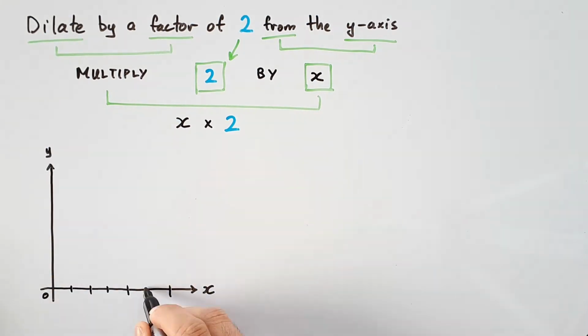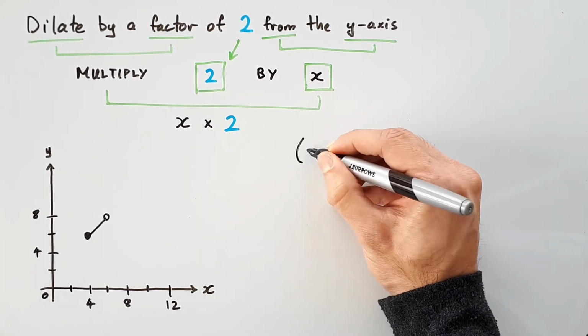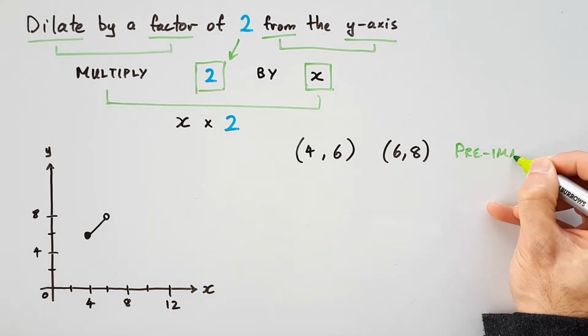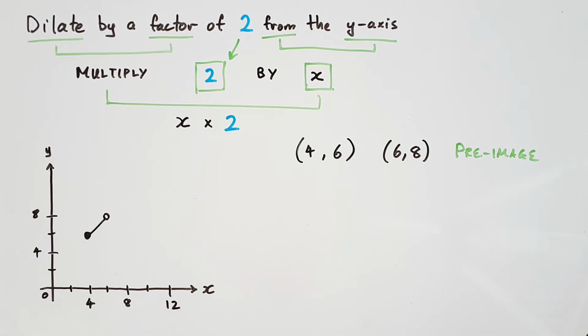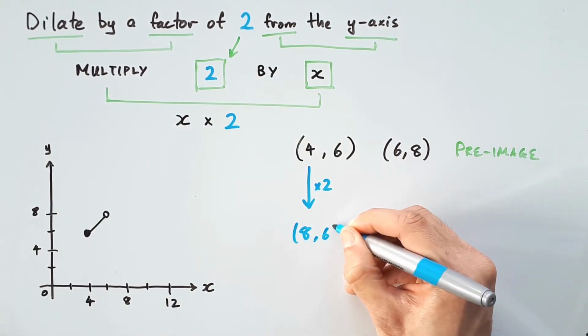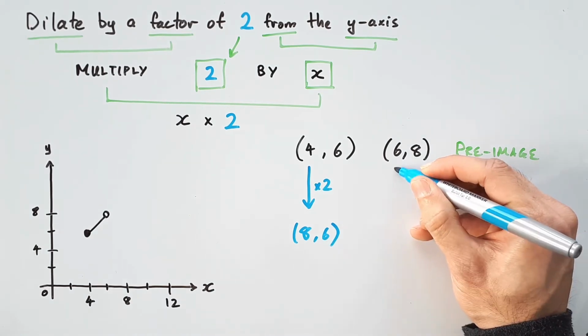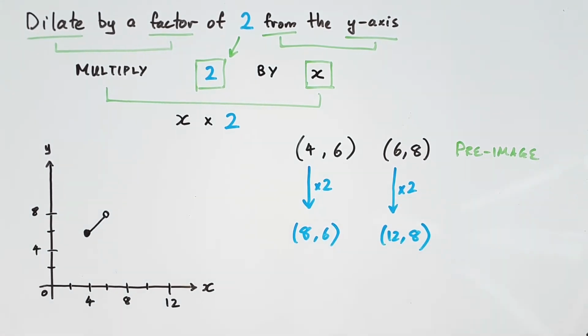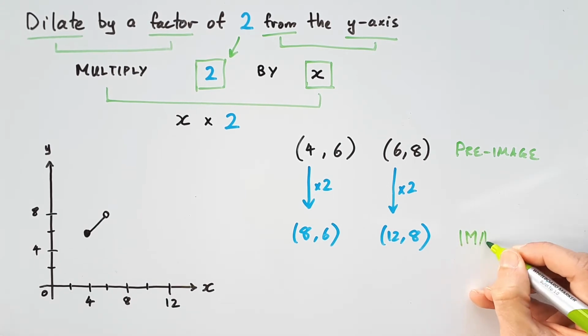Theoretically speaking, there are an infinite number of points on this line, but you only need to change the endpoints, (4, 6) and (6, 8), in order to change the entire shape. These are known as the pre-image points. So with our first coordinate, 4 multiplies 2, giving us (8, 6), while 6 multiplies 2 in our second coordinate, giving us (12, 8). These are called the image coordinates.